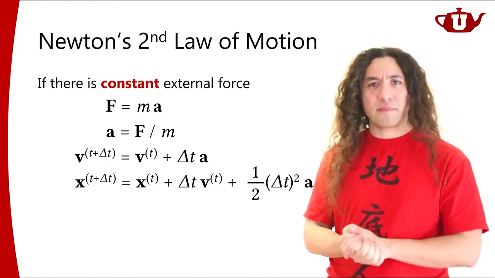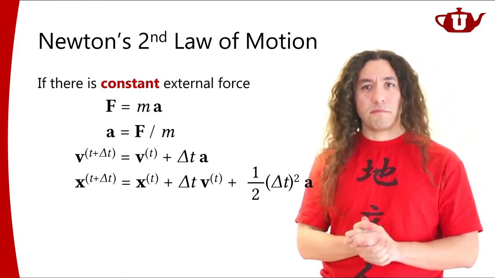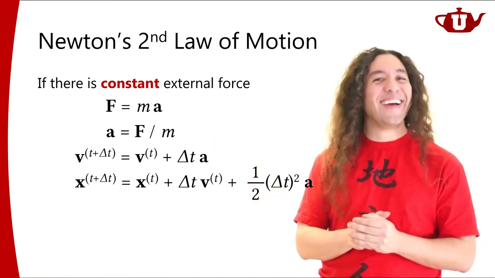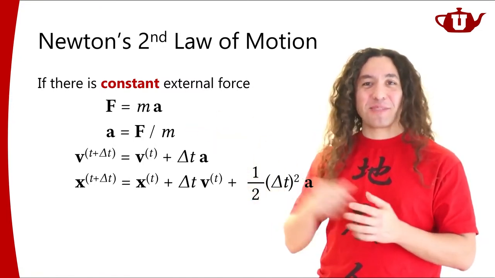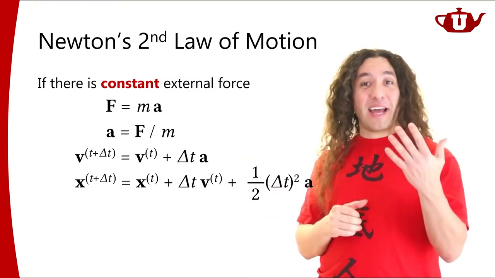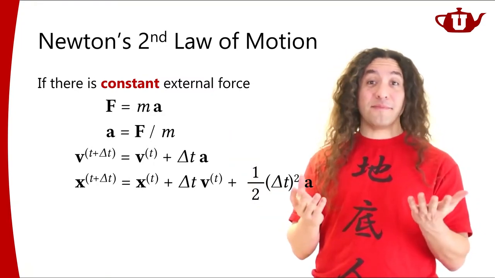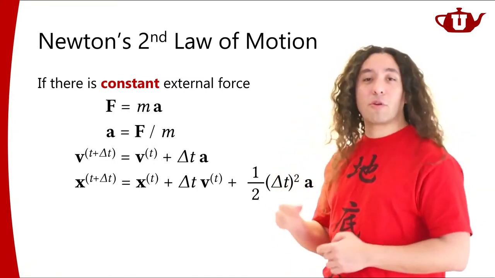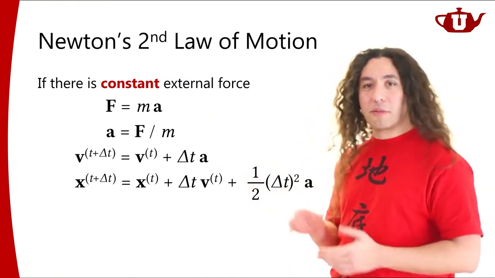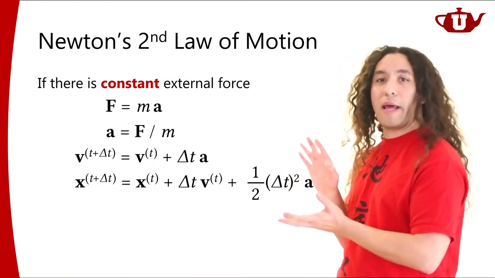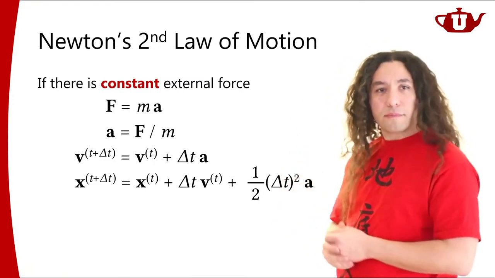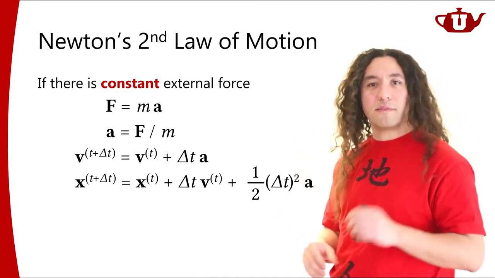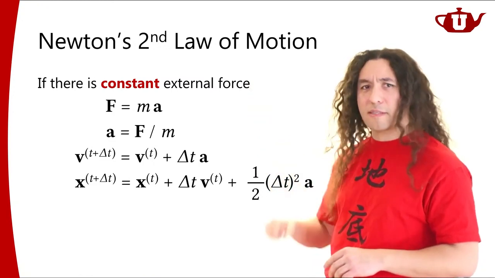Now, can you think of a constant external force? For example, for an object with constant mass, pretty much all objects, right? For an object with constant mass, a constant external force is going to be gravity, right? Gravity is going to be pulling an object down, and that's going to be a constant force applied to an object. So these equations actually hold for an object that's in free fall. These are the exact equations for an object in free fall in Newtonian physics.